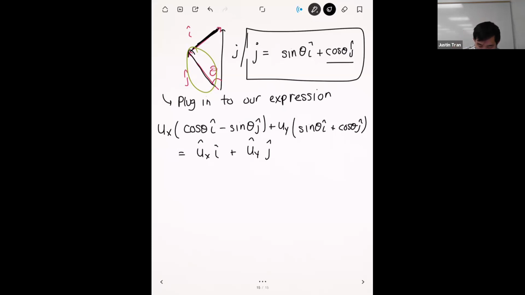Now I'm going to rearrange this left-hand side so that I have terms of i hat and j hat.